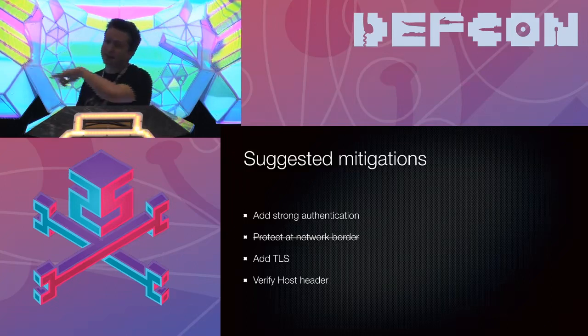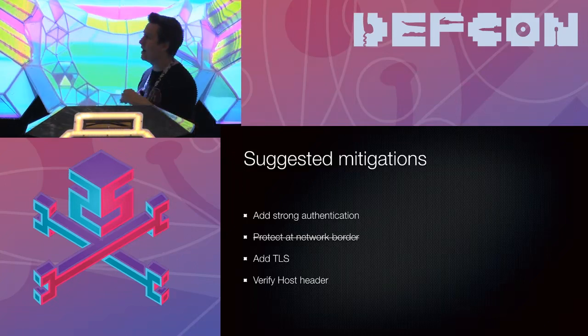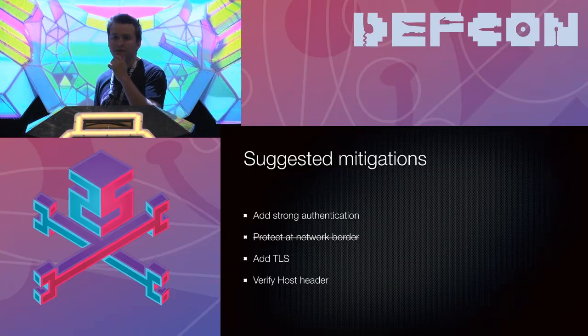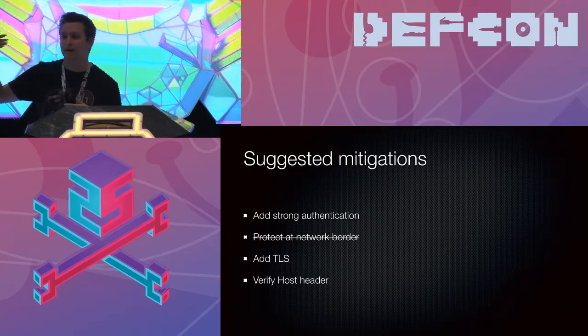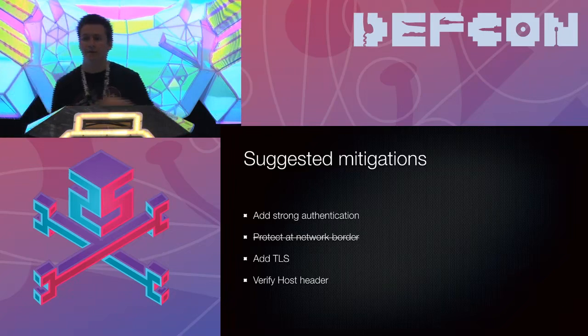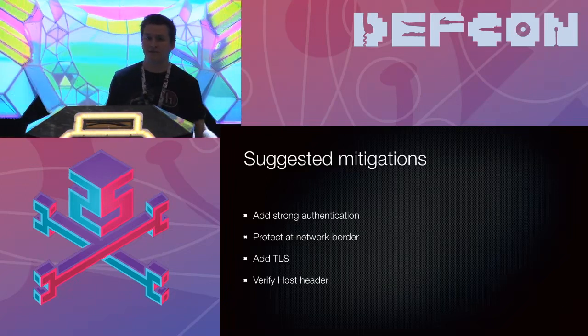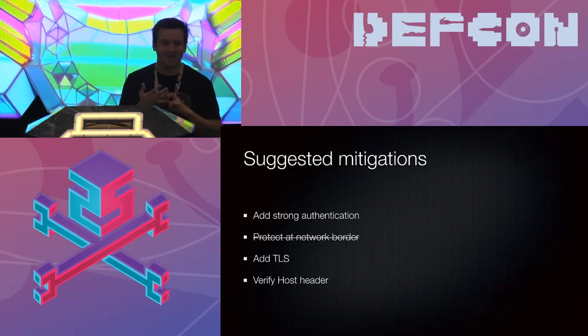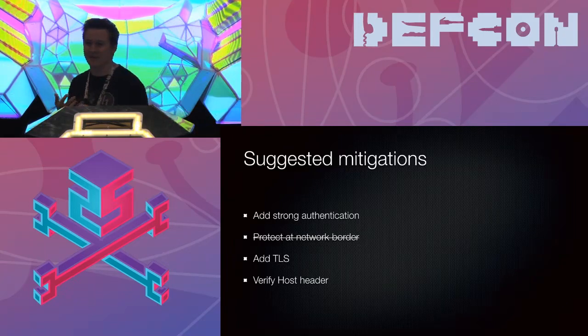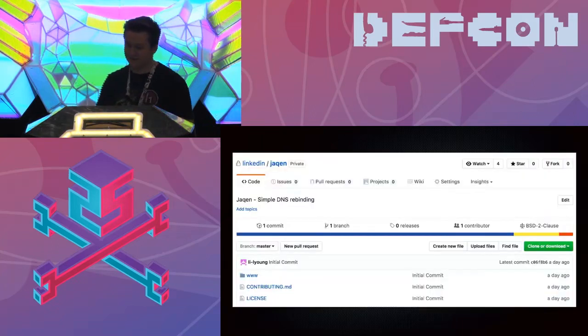And then finally, adding TLS can be a way to fix this as well. The reason is if you have your HTTPS cert, it's only valid for wiki.corp.acme.com. If you have a rebind, that host name doesn't match, and so the rebind will fail. However, you're relying on your developer not to just click OK on the cert mismatch, so not the best fix.